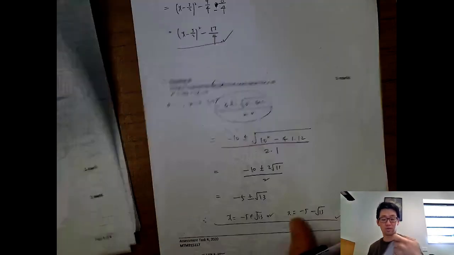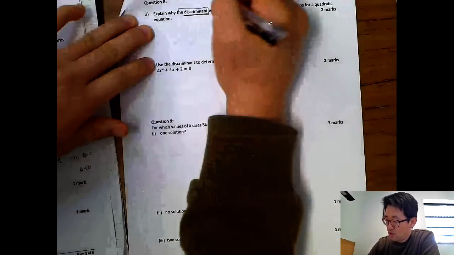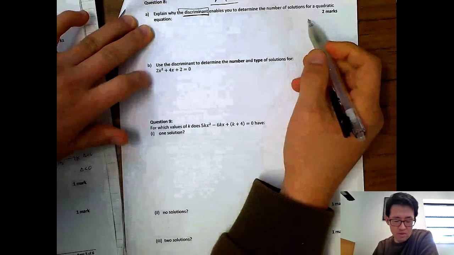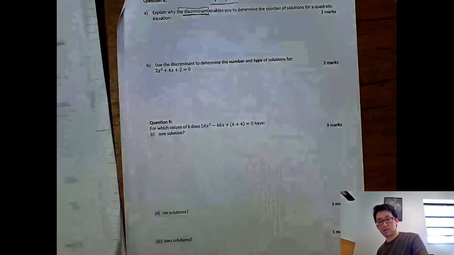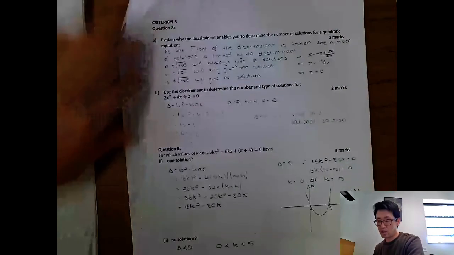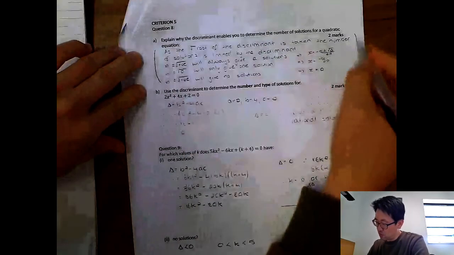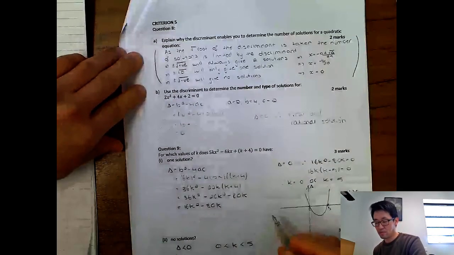Okay, continue. Next question: explain why the discriminant is b squared minus 4ac. Rather than I solve it, I have the solution here. Can you pause it and read that? It's basically this.